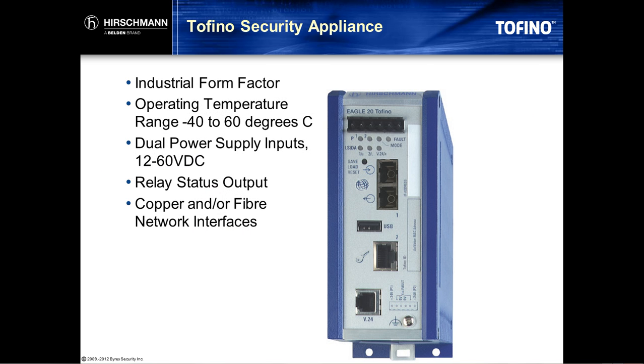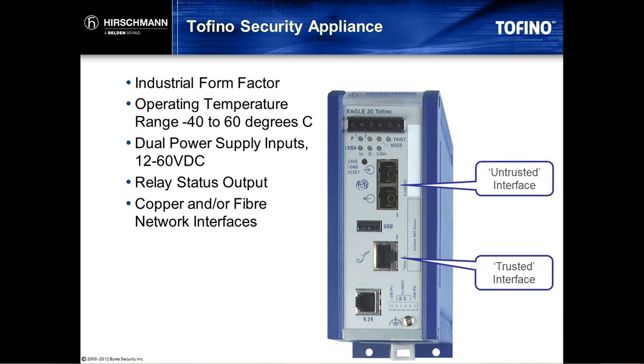Quick look at the hardware device. The Tofino Security Appliance is a 2-port Ethernet appliance. It runs from DC power like a PLC. Now, most important here for our sample config session is to identify the specific Ethernet interfaces. The upper one on the front panel is called the untrusted interface, and the lower one is called the trusted interface. Now, usually what we do is we would connect the protected devices to that trusted interface.